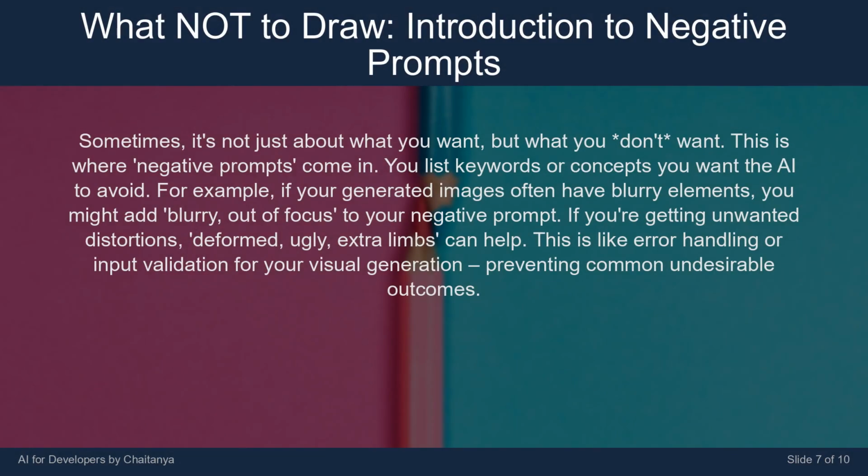Sometimes, it's not just about what you want, but what you don't want. This is where negative prompts come in. You list keywords or concepts you want the AI to avoid. For example, if your generated images often have blurry elements, you might add blurry, out of focus to your negative prompt. If you're getting unwanted distortions, deformed, ugly, extra limbs can help. This is like error handling or input validation for your visual generation, preventing common, undesirable outcomes.